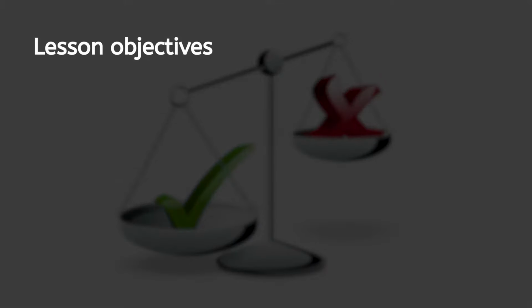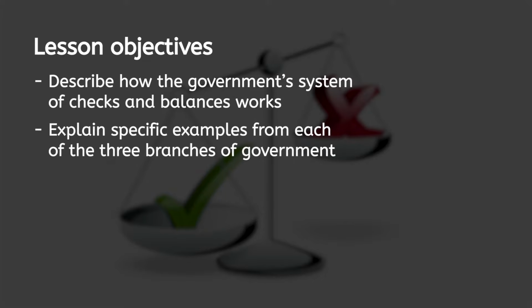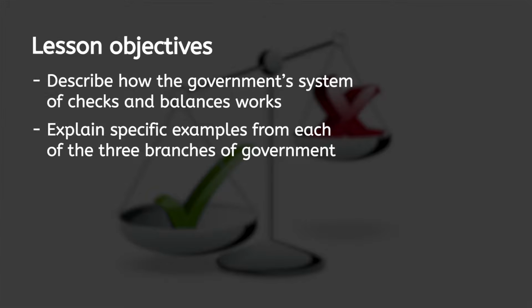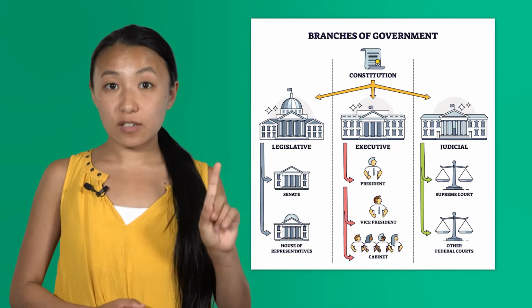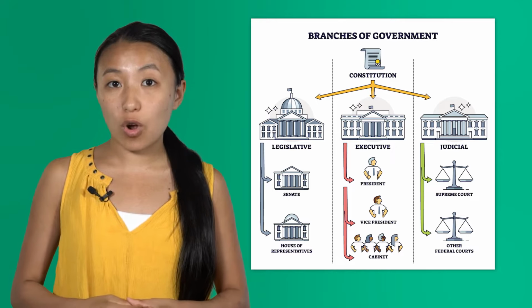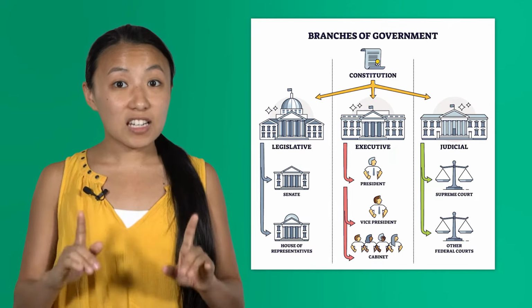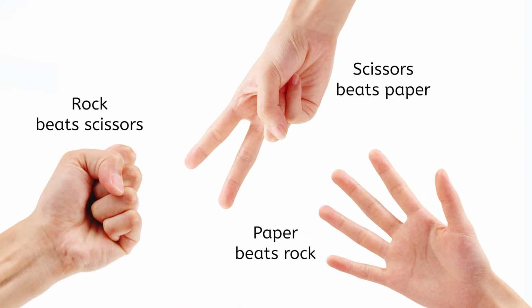Our objective today is to describe how the government's system of checks and balances works. To do this, we will use specific examples from each of the 3 branches of government. One thing to keep in mind, each of the branches, the legislative, executive, and judicial, have specific powers to make them strong, and ways that each can be checked and kept in balance. You might think of the system of checks and balances as a governmental game of rock, paper, scissors. You probably remember how that goes.